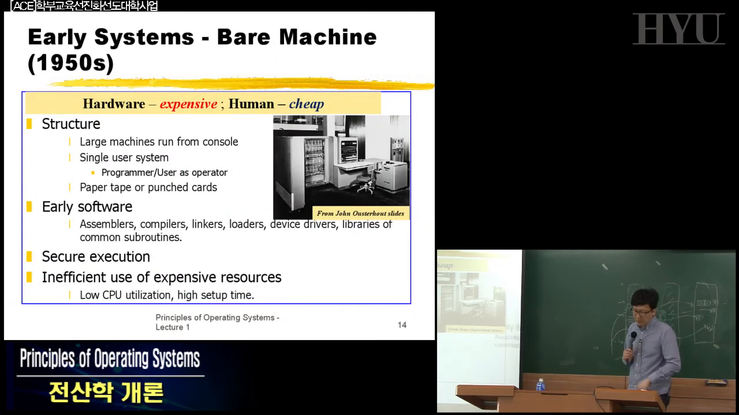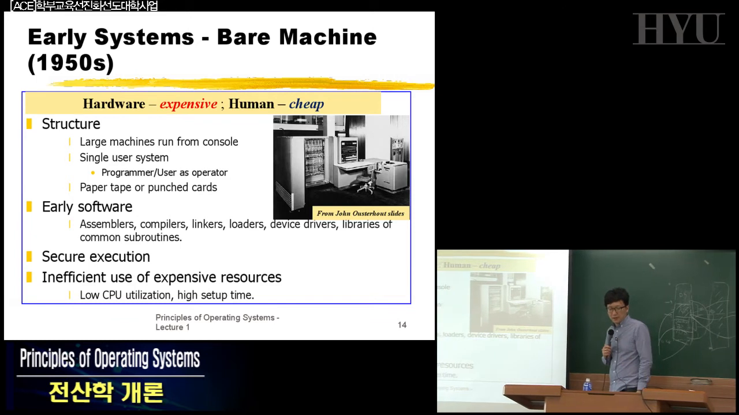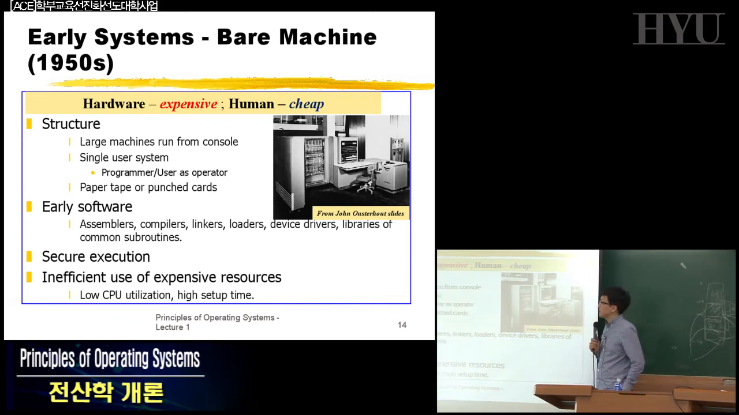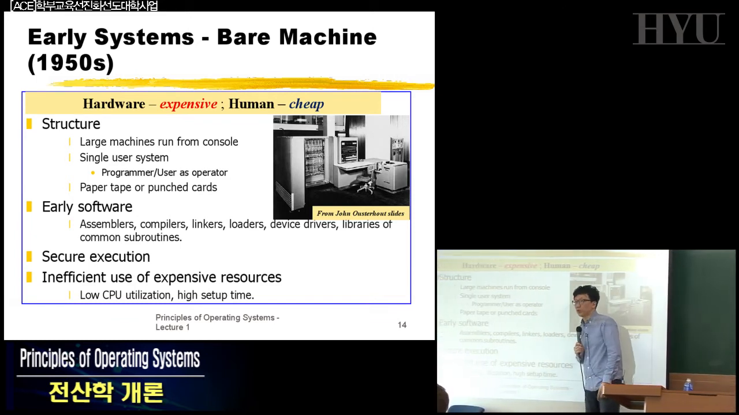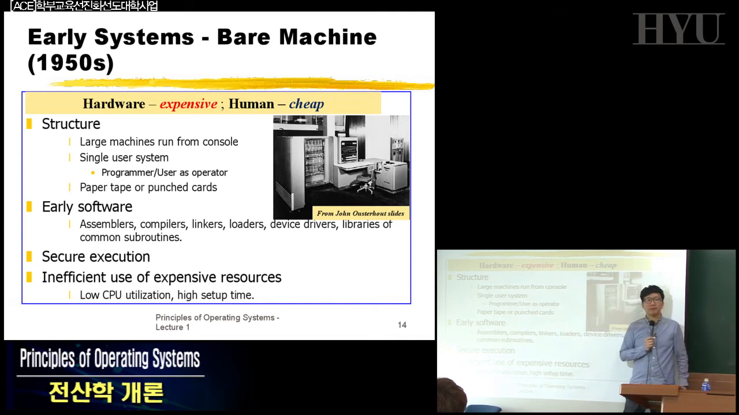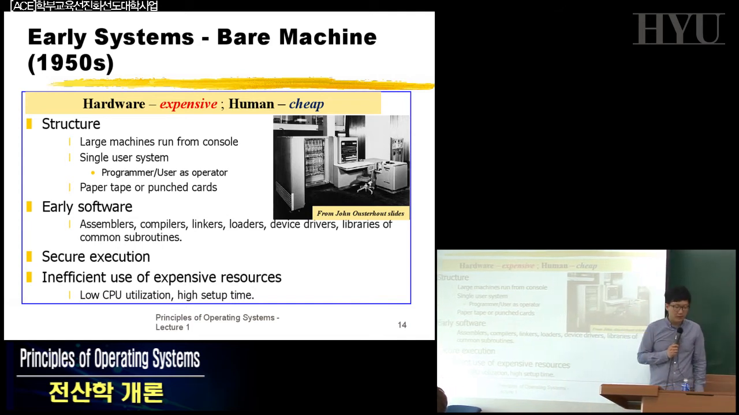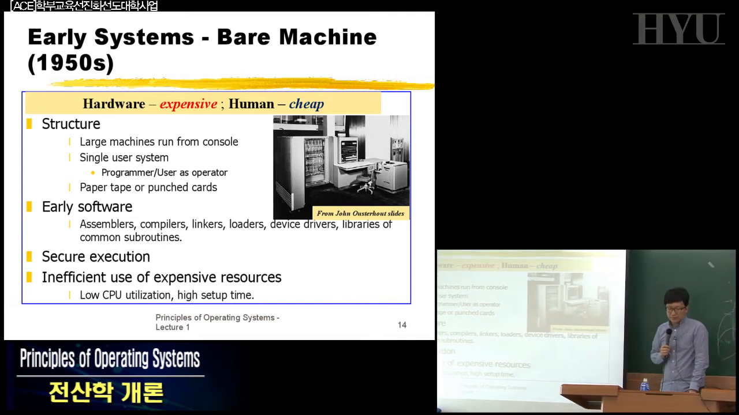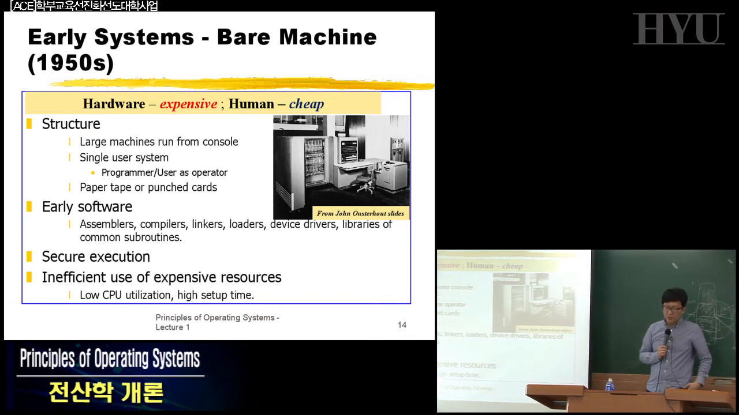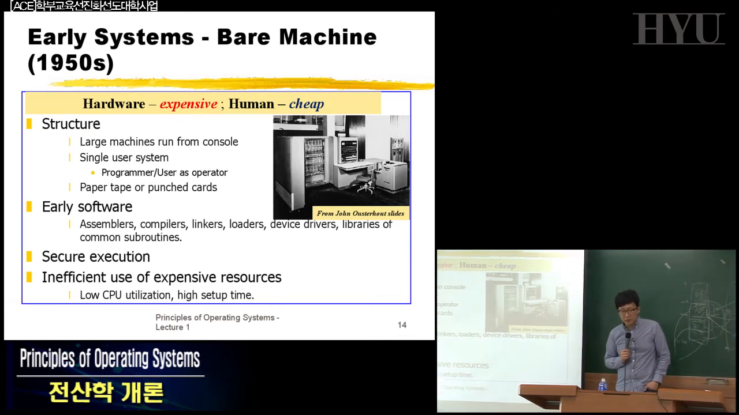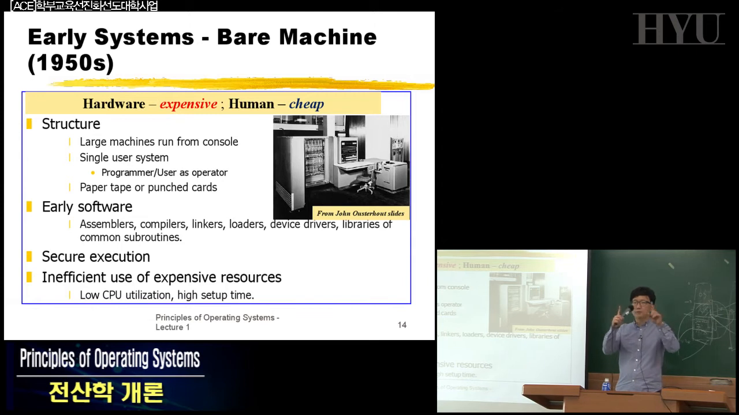In the 1950s, bare machines, naked machines, as we refer to in our textbook, hardware was very expensive, humans were cheap. This was the situation with the naked machines. Structure: large machines run from a console. It's a simple monitor and keyboard. Single user systems, the programmer used as an operator. Paper tape and punch card.